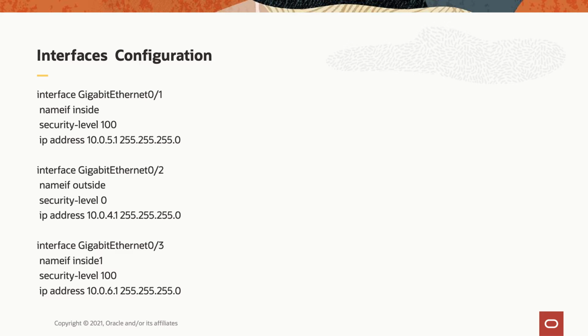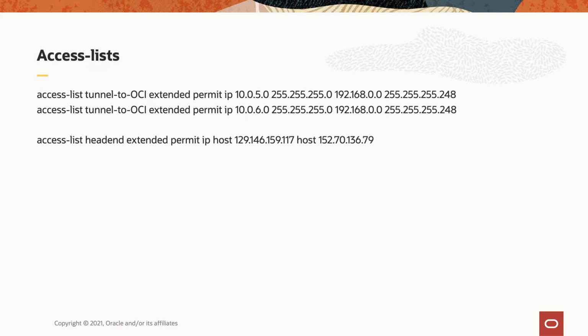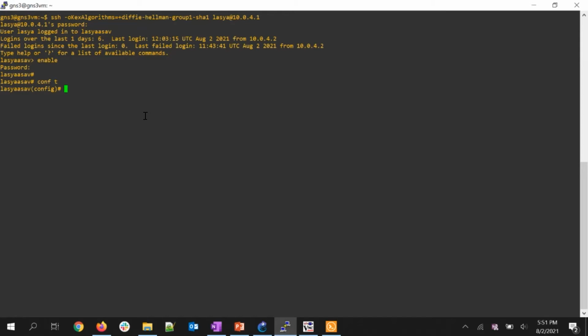This is the interfaces configuration I have done for my ASA, the inside and outside interfaces. I have done this already, so we'll proceed from the next steps. We'll configure the access list to permit traffic from Cisco ASA to OCI. Here, since I have two private subnets on-premises, I have configured two access lists. We will also need to permit traffic between our CPE device, that is the Cisco ASA, and the Oracle VPN headend. So we'll copy all these commands and configure the ASA.